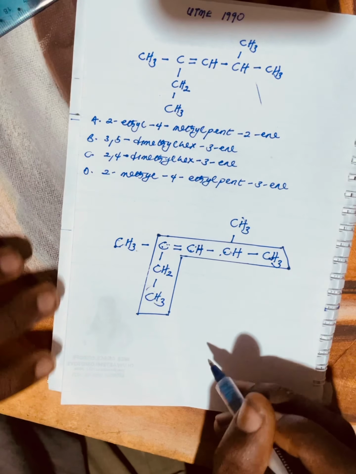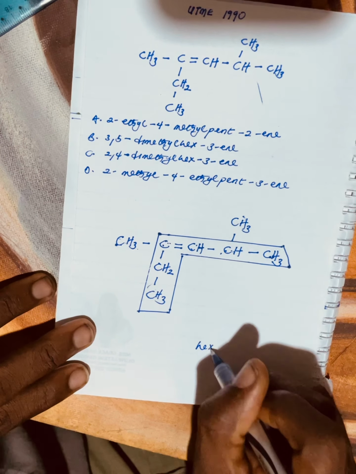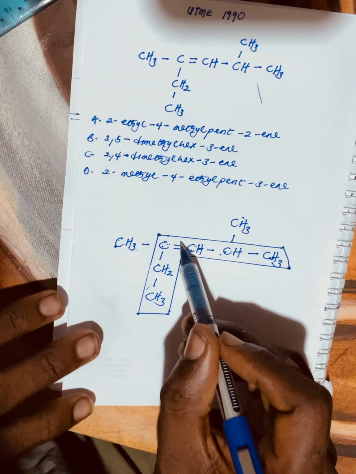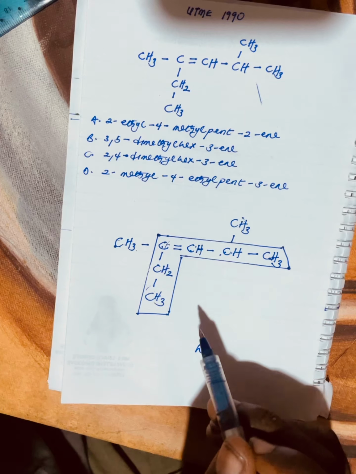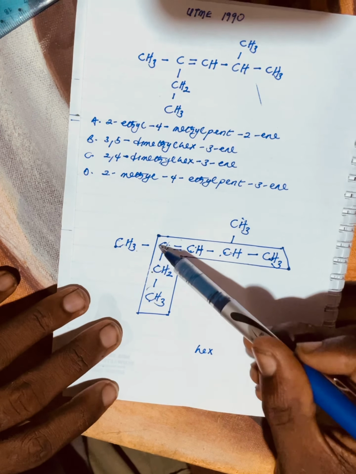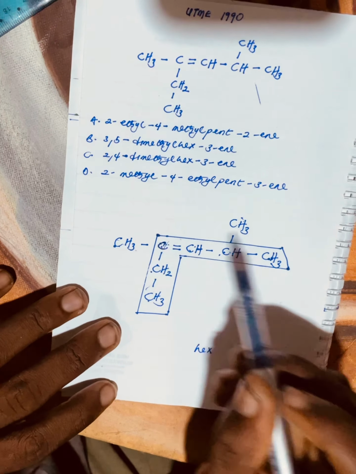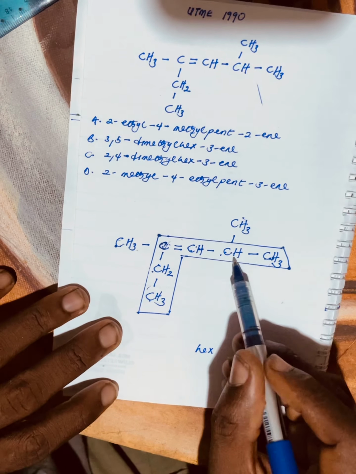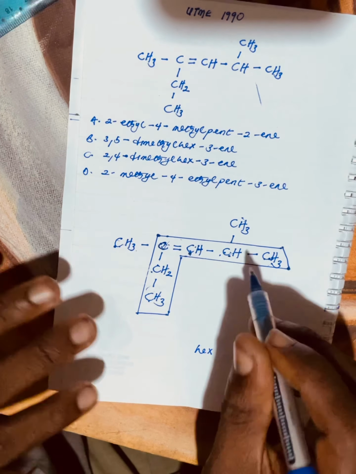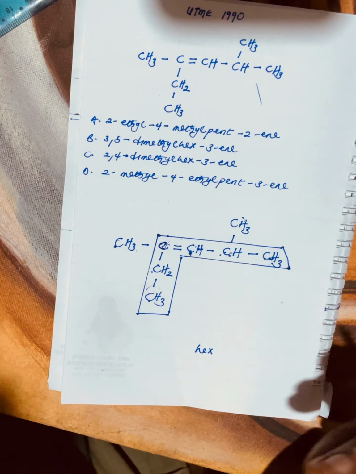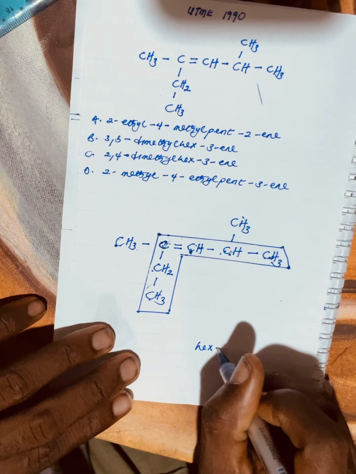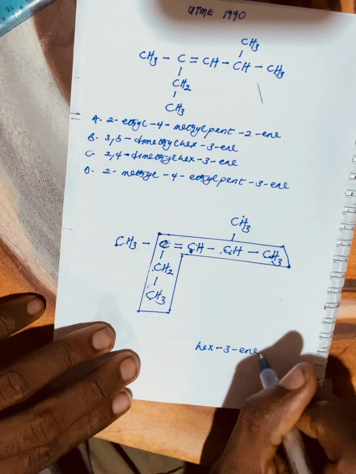So that can be considered as X. Now we need to determine the location of the double bond. We have a double bond here. Counting from the bottom, we have 1, 2, 3. It's on the third carbon. But counting from the right, we have 1, 2, 3. Also on the third carbon. So the double bond is not telling us where to count from. For now, we can count from anywhere. So that is X3-ene.